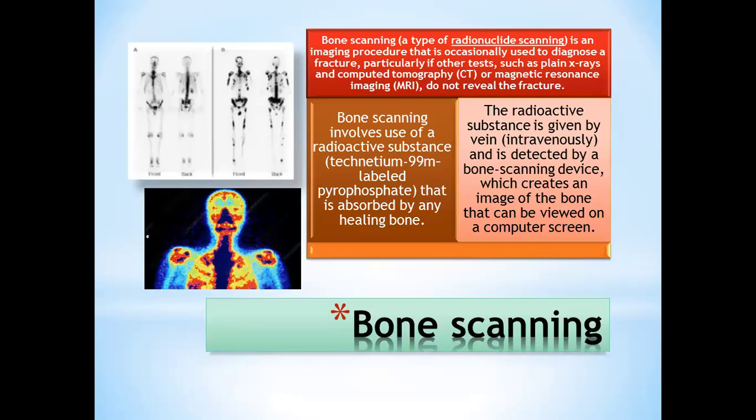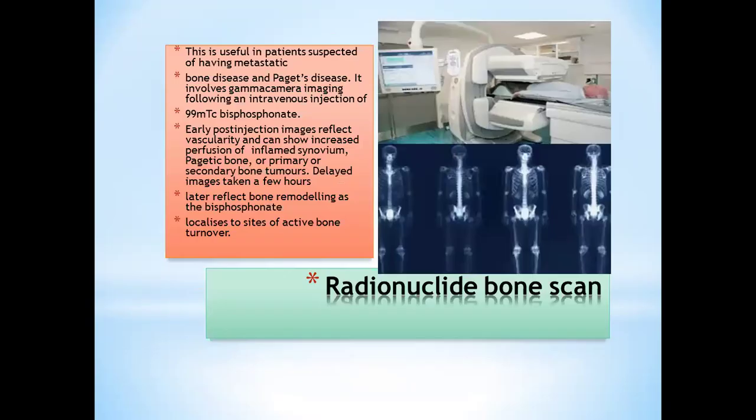Bone scanning is a type of radionuclide scanning imaging procedure that is occasionally used to diagnose a fracture, particularly if other tests such as plain X-ray and CT or MRI do not reveal the fracture. This is useful in patients suspected of having metastatic bone disease and Paget disease.